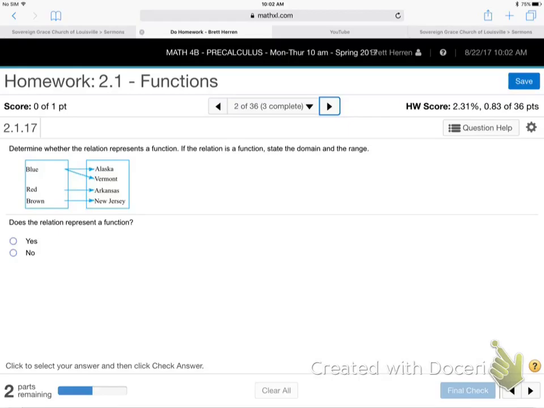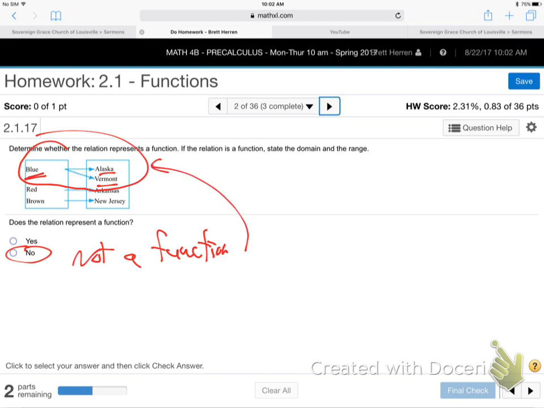So how about that one? Is that one a function? No, not a function, because this X is going to two Y's, because of this problem right there. Blue goes to two things, two outputs. So that's a problem. You can't have one X go into two Y's. So that one's a no on that one.